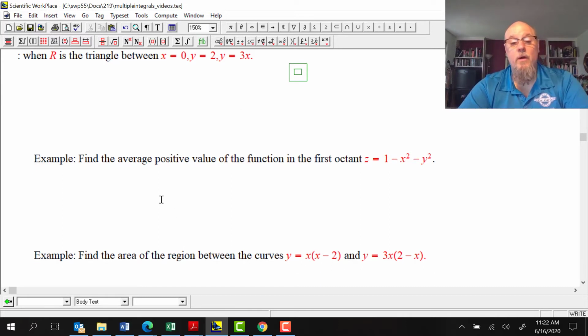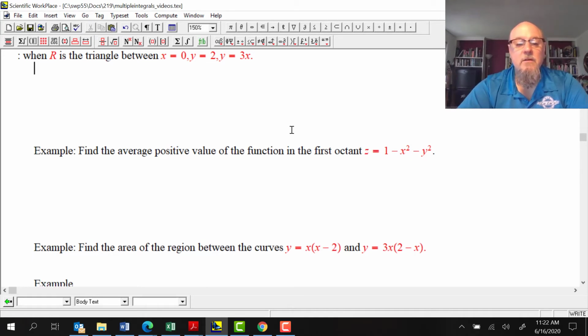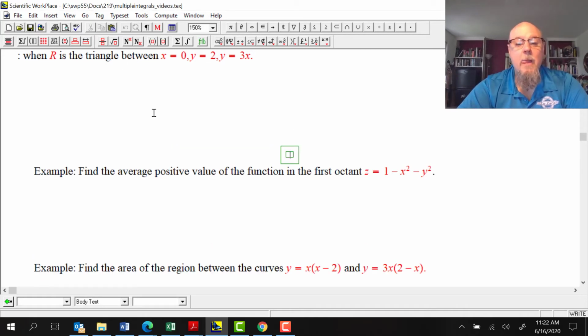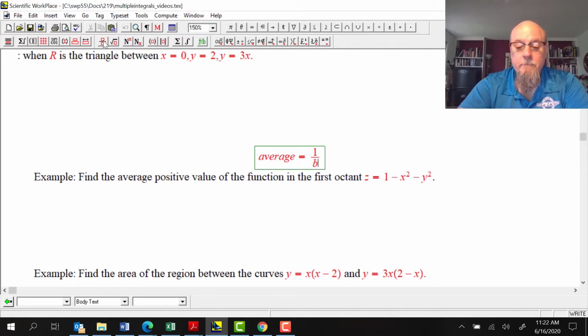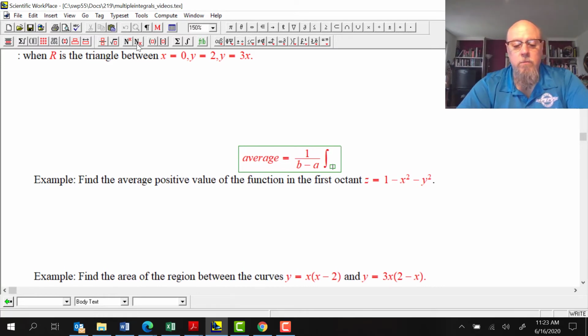Oh, and this is like a weird question then. Find the average positive value of the function in the first octant. Oh, okay. So I'm going to have to go back to single variable calculus for a second and try and remember my average value function. The average value function, if we remember right, was an application of the integration. So if I wanted to know the average y value, excuse me.